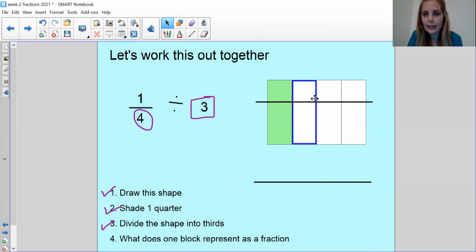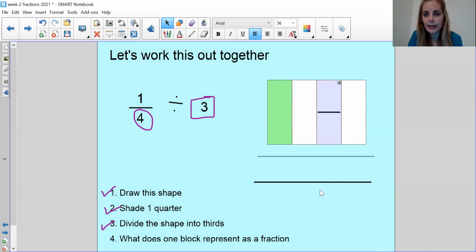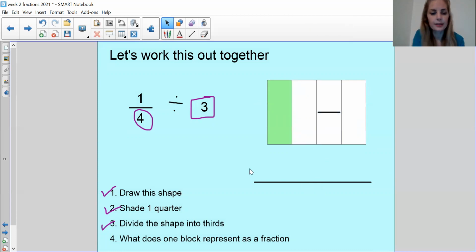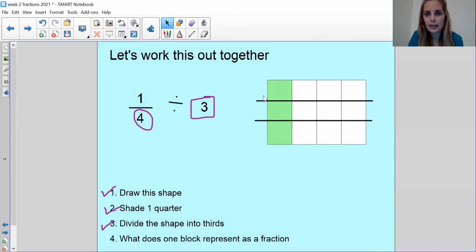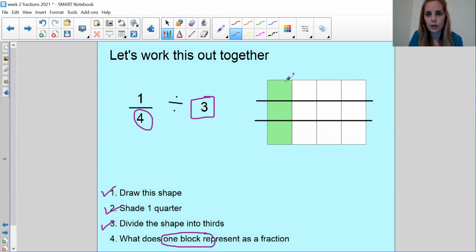Right, hopefully yours looked something like this. So I'm going to take that line. That's not what I wanted. Let's see if I can do that again. Right, that looks a bit better. 1 line, and 2 lines, and can you see now I've taken the shape and I've gone 1, 2, 3. Okay, and that's how I've divided into thirds. Okay, 1, 2, 3. So I've divided my shape into thirds, and now I just want one of those blocks. So what would one of these blocks represent? So I'd have 1. And how many blocks now do I have in total?